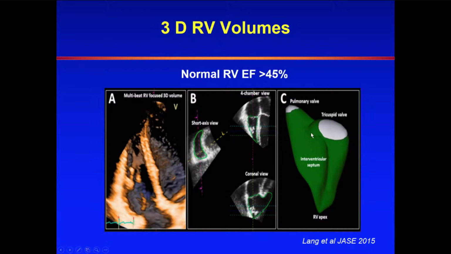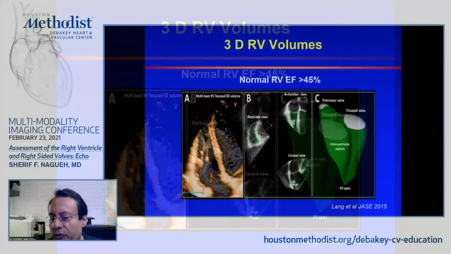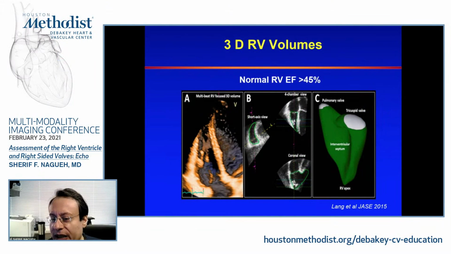For RV volumes, the upper limits of a normal RV end diastolic volume for men is 87 milliliter per meter squared. For women, it's 74. If you look at end systolic volume, for men, it's 44 milliliter per meter squared, and for women, it is 36. The software that is available on the systems will provide you with these values as well, and the physician needs to put things in perspective.